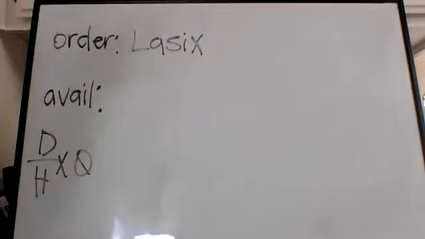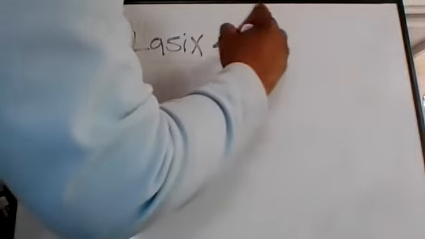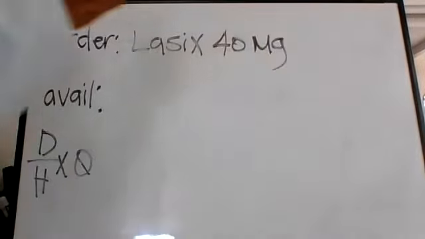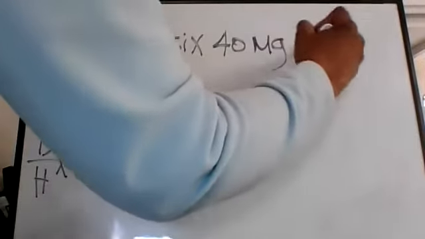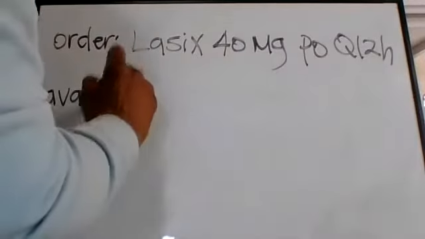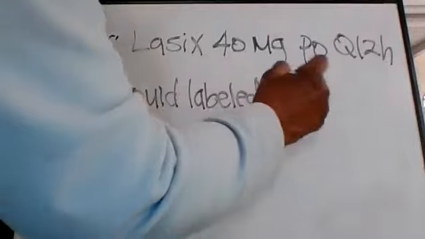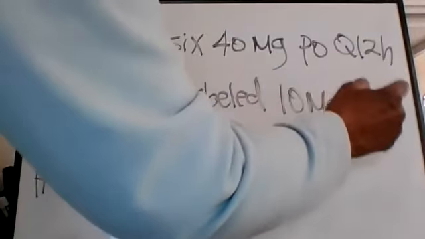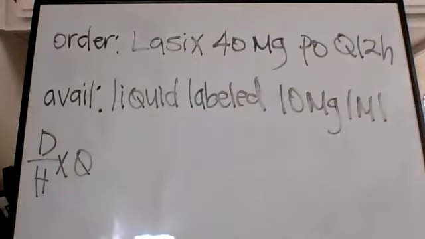Lasix, 40 milligrams PO every 12 hours. Every 12 hours. Liquid labeled 10 milligrams per milliliter. All right, you can pause and work this one out. You can probably look at it and work it out.